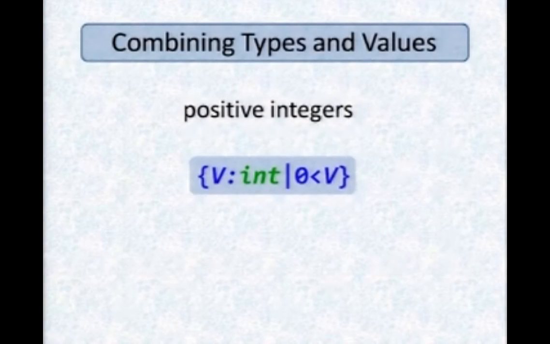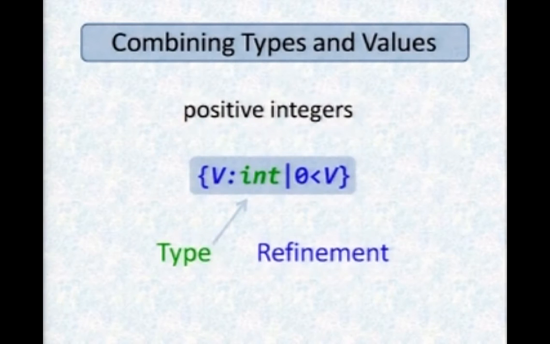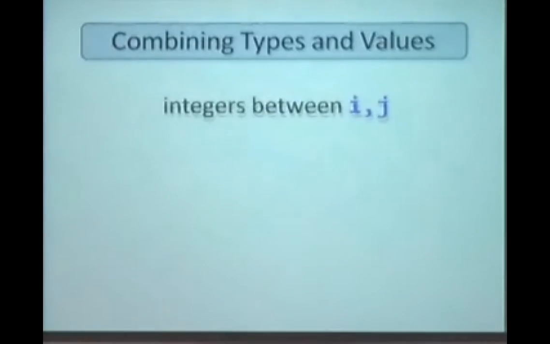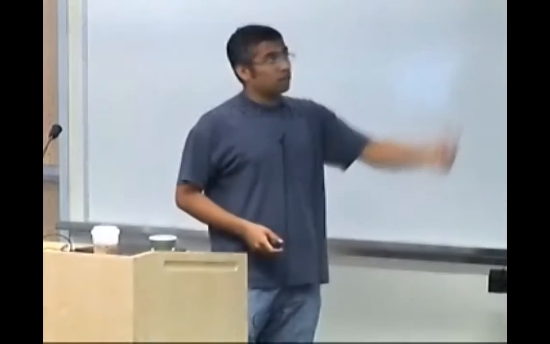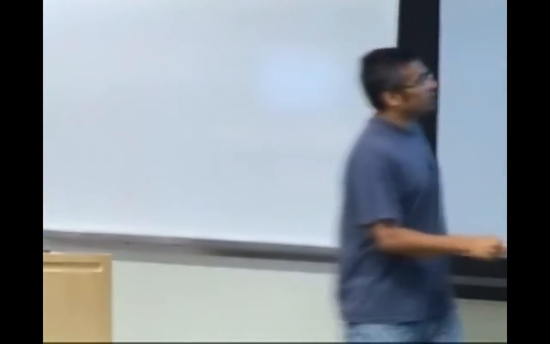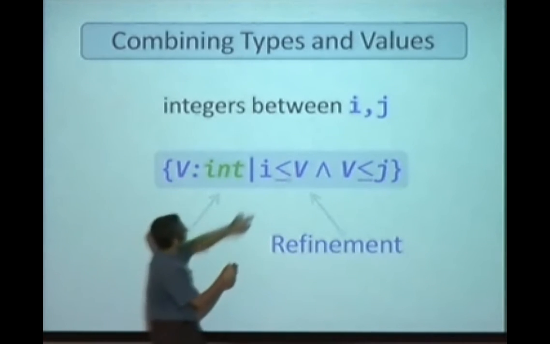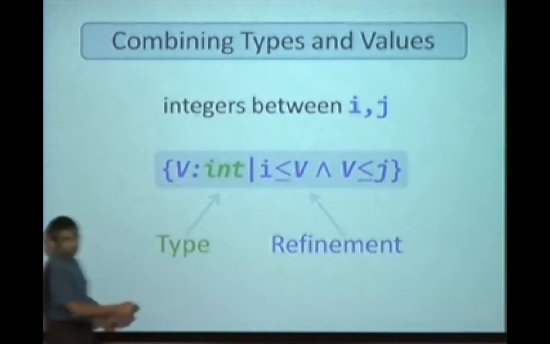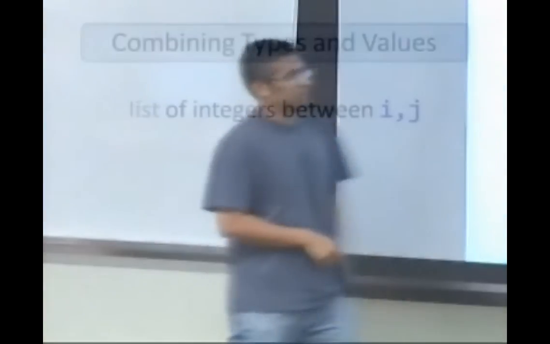One we've already seen, positive integers. The green bits are the type, and the blue parts are the refinement. It's a positive integer, very simple. How about integers between one program variable i and another, j? Here's how it's different from type state: you want the types to be able to refer to other program variables, or what they call depend on other program variables. So v is an integer, and now the refinement says that this value v, which describes the value that you're trying to describe, is greater than i and less than j. So this dependent type or refined type describes values that are in the range i through j.